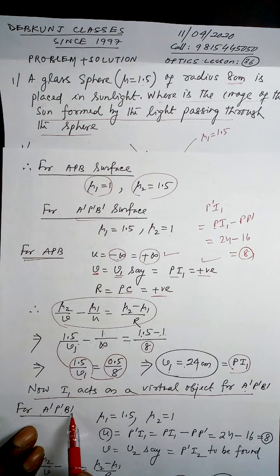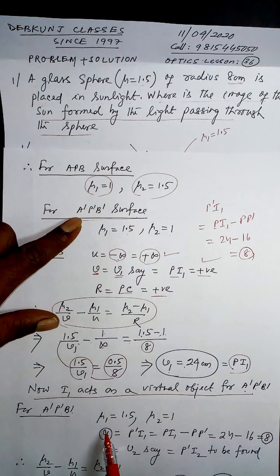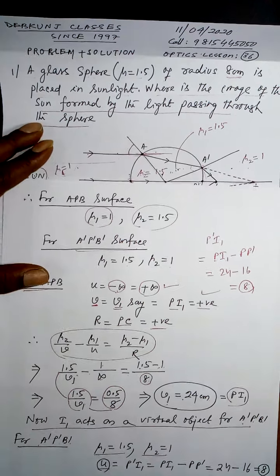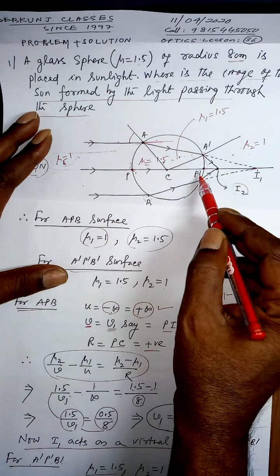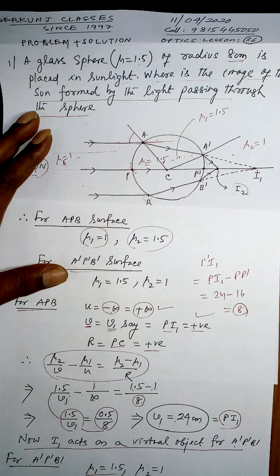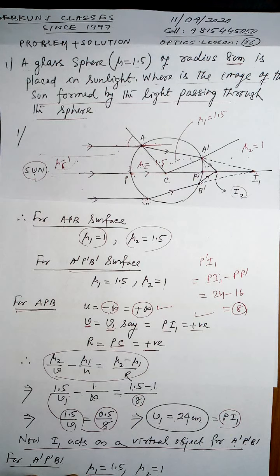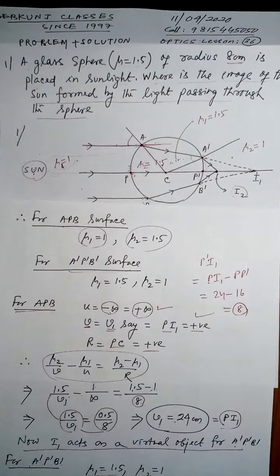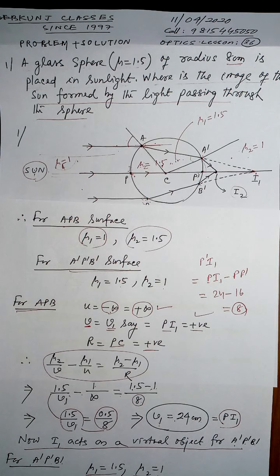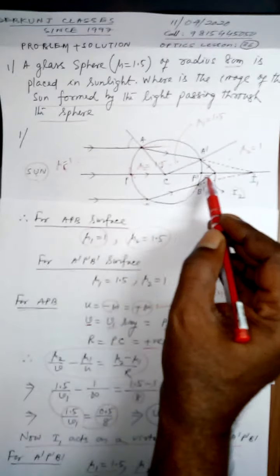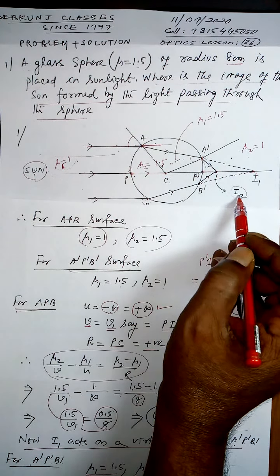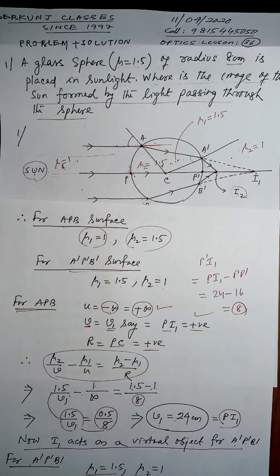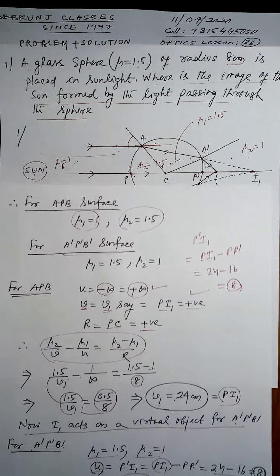Now for A dash P dash B dash, U is equal to the object distance, that is from P dash to I1. That is equal to PI1 minus PP dash, that is equal to 8. The image distance, that is from P dash to I2, let's say it is V2. This is to be found out.